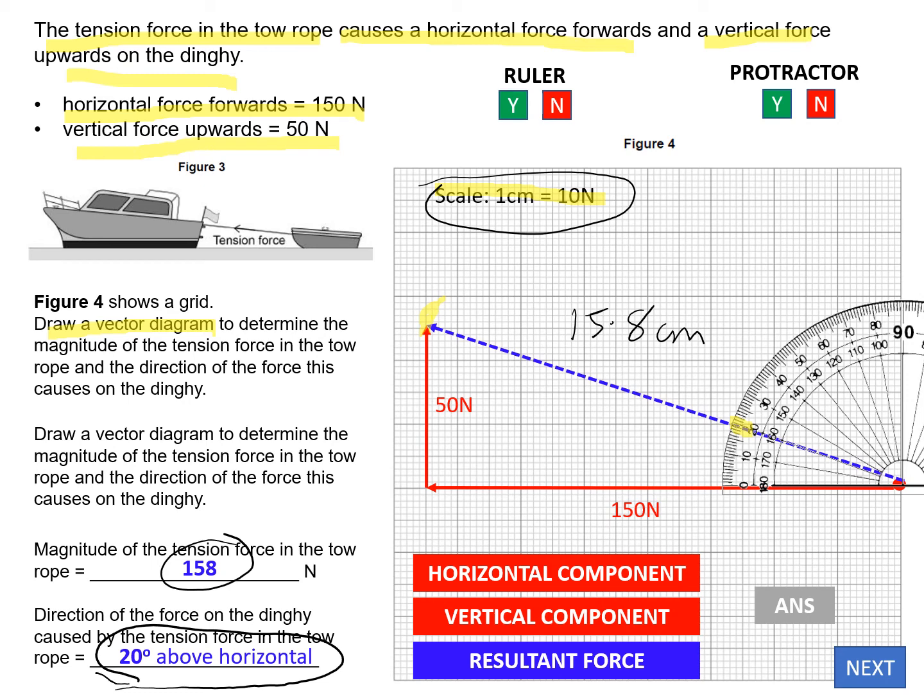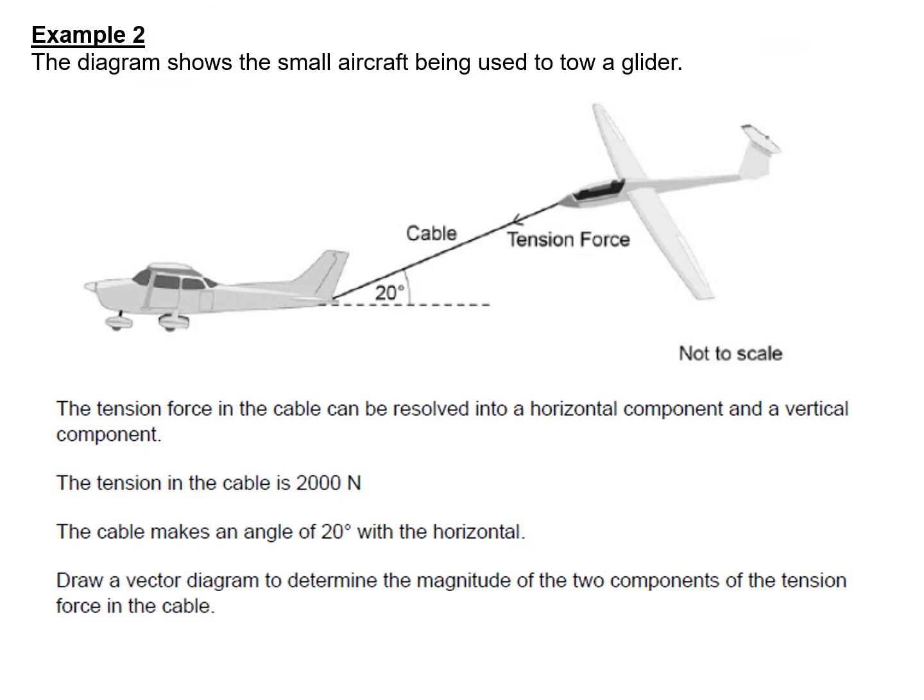Let's have a look at another example. So move on to the next question, if it'll let me. Not sure it will. Okay, here's the second example. Similar in some ways to the first one, except instead of boats, now we've got aeroplanes. We've got a small aircraft towing a glider. We're told this time what the resultant is.